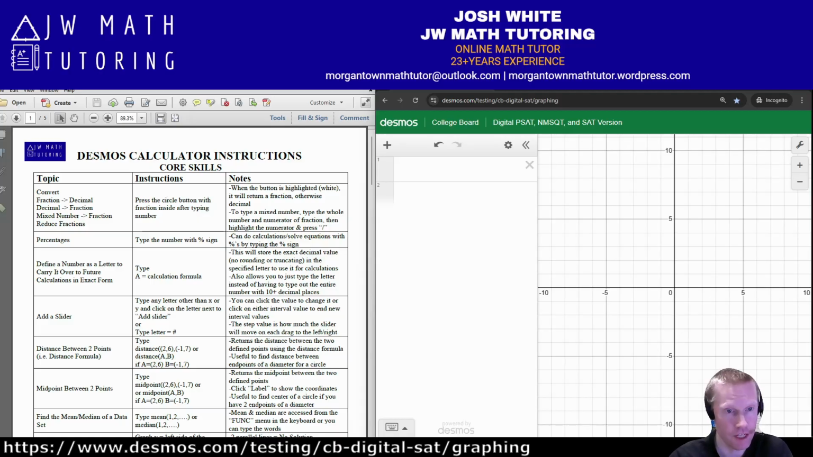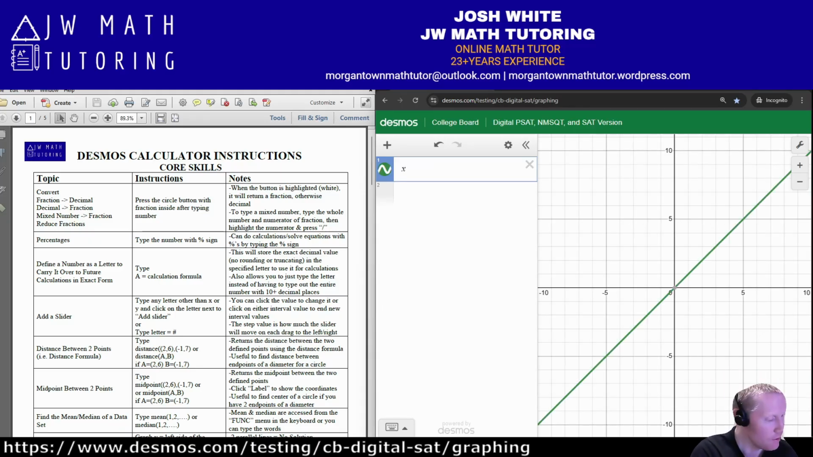Next, we have percentages. So you can type numbers with a percentage sign, and you can do calculations or actually solve equations with percentages just by typing the percentage sign. So for example, 60% of 36. There's our answer, 21.6.